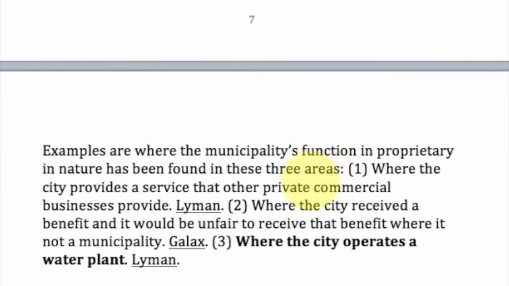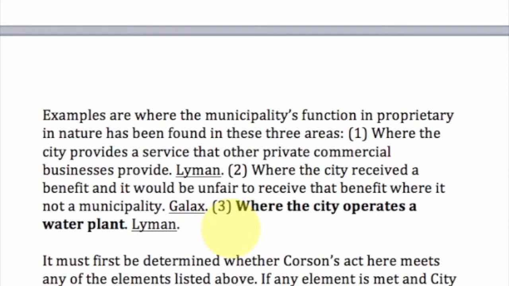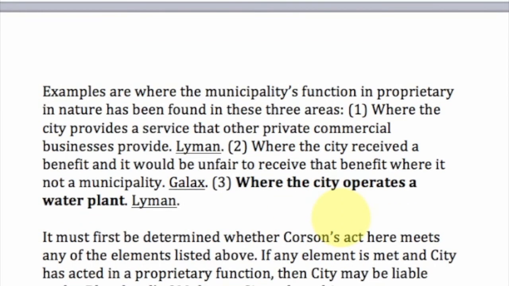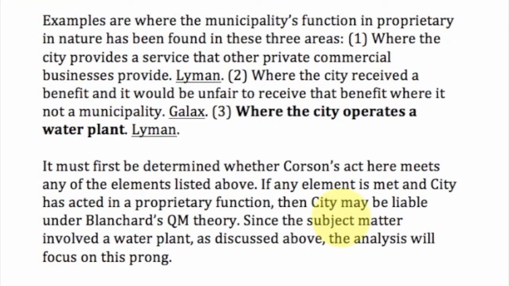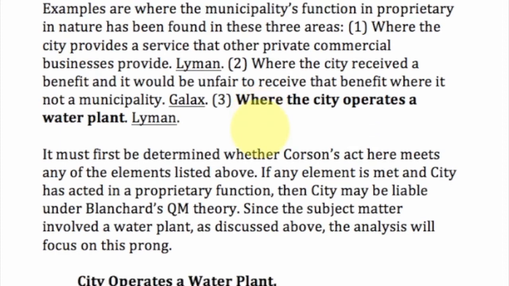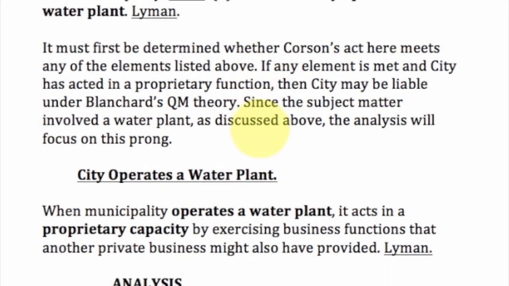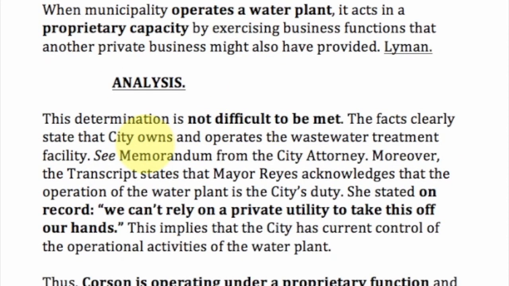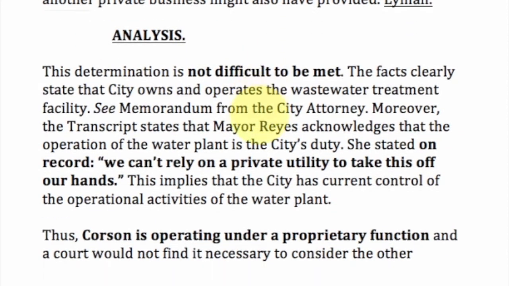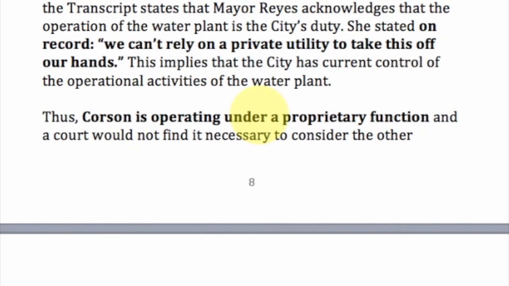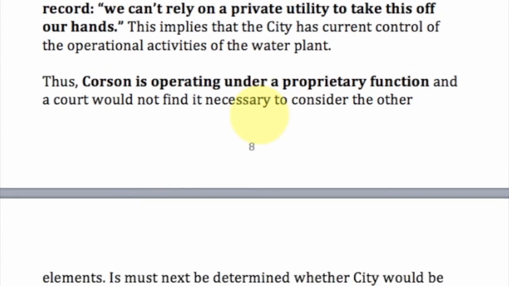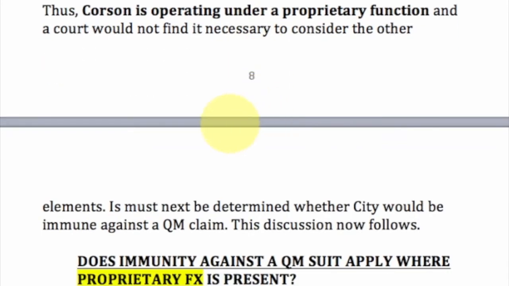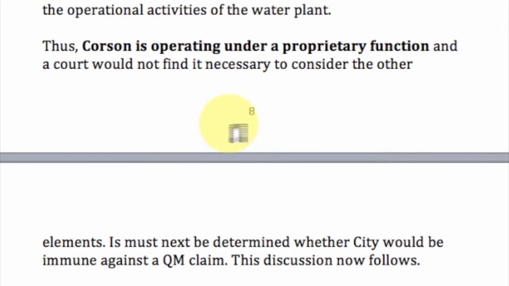Let's go to the one in Lyman where the city operates a water plant. If I meet that element, then I need not go into the other elements. That's going to save me a lot of time. Does the city operate a water plant? That determination was not difficult to meet. I'm not going to get into that because there were plenty of facts that say that it does. And so it does seem as if the city is operating under a proprietary function.